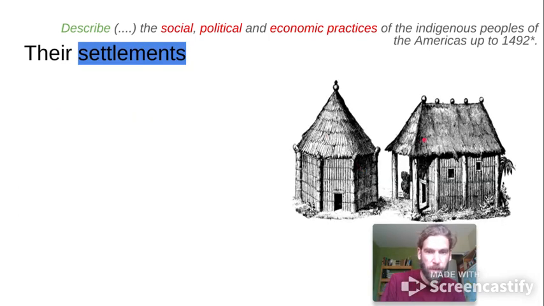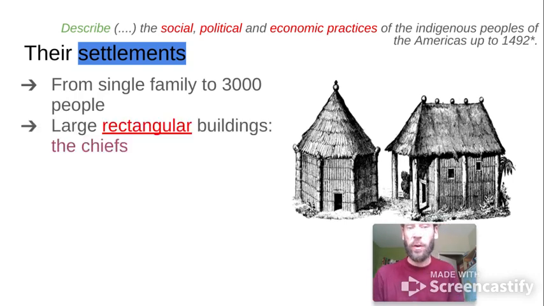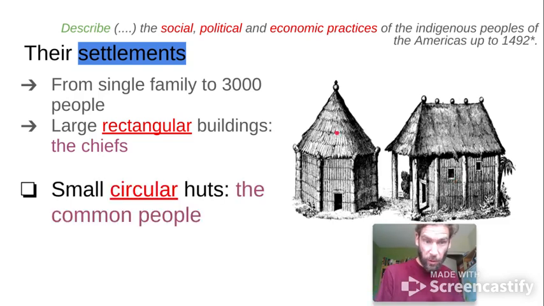Their settlements roughly look like this. And we will look at the difference between this house and this house, because it shows a lot about their culture. The settlements could be one family of a few people, parents, grandparents, so a few dozens. Large rectangular buildings, there live the chiefs. So this is the large rectangular building, construction, like this. There the chiefs of their tribe live, sometimes small, sometimes bigger. And in the small circular hut, the common people.